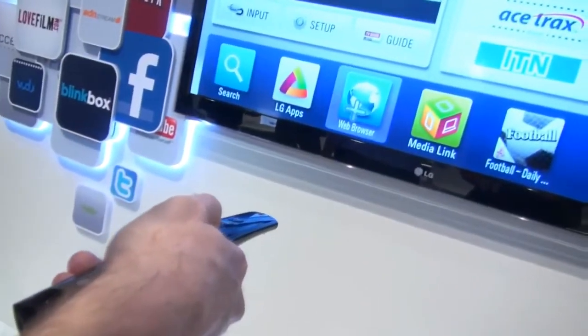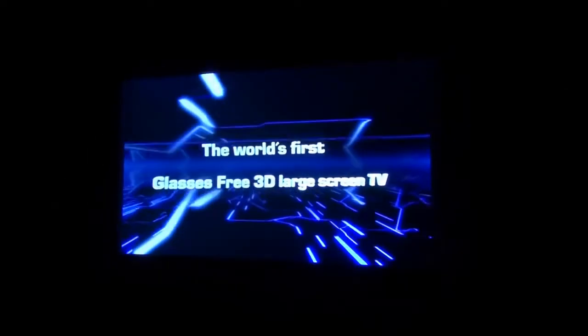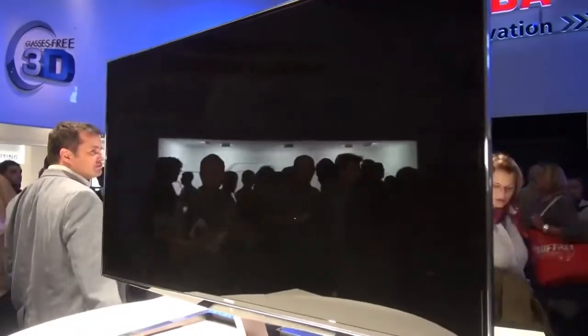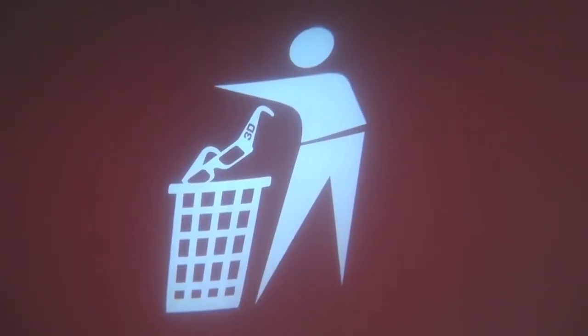Just sneaking in front at number 4 is the Toshiba ZL2. The Toshiba ZL2 is Toshiba's landmark TV because it is the very first glasses-free 3D TV to ever be launched commercially, although it's going to come with a massive price tag of £8,000. It's got loads of impressive sounding specs, including a quad HD resolution. That's 4 times the full HD resolution you get on most normal TVs.